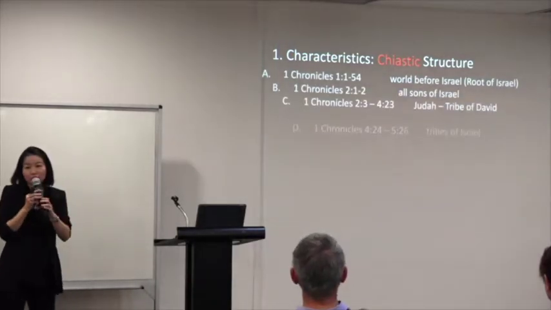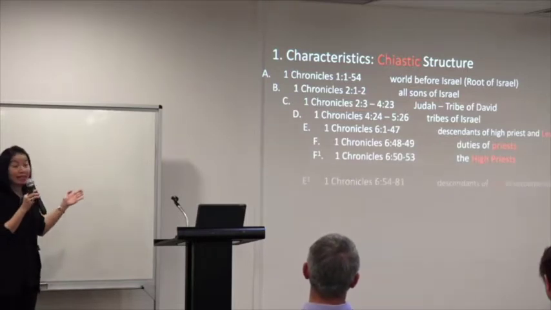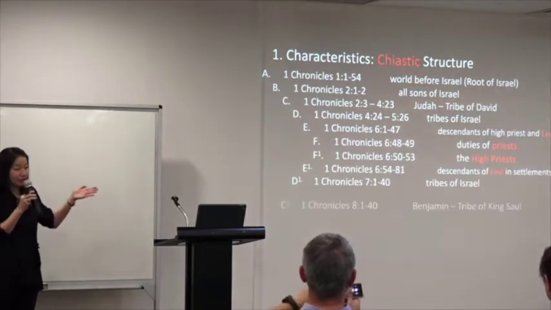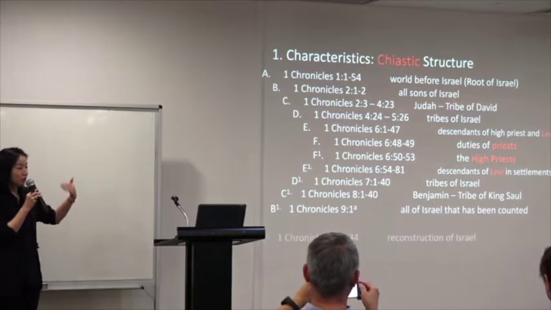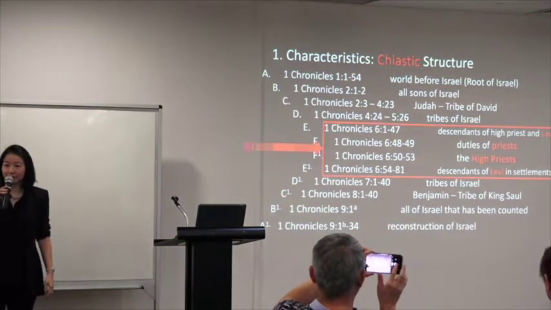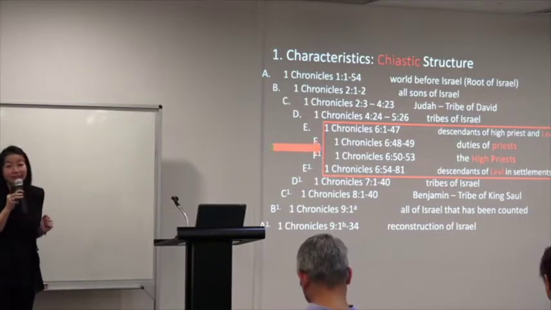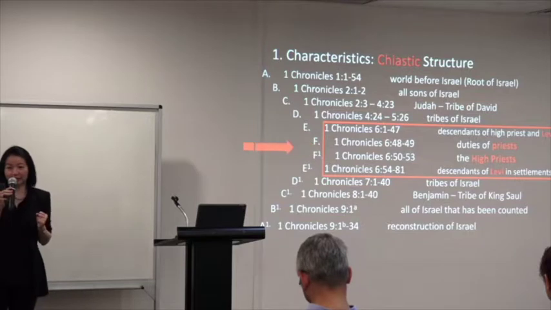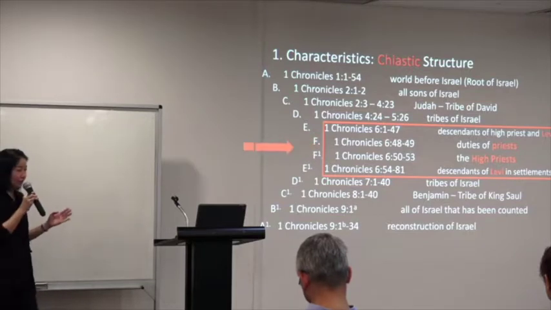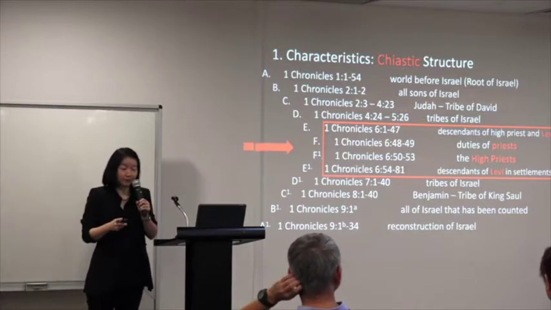So let's take a look at this. This is 1 Chronicles chapter 1 to 9. This is the chiastic structure, like an X. You can see it starts from the world before Israel to Judah, but right at the center, E, F, F1, and E1, this is the center portion of all of the Chronicles genealogy. It is the Levites, the priests, specifically the high priest.